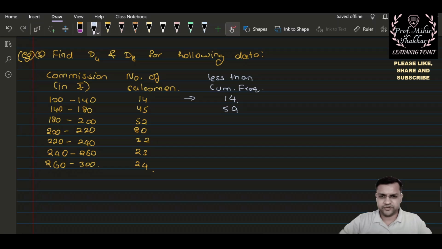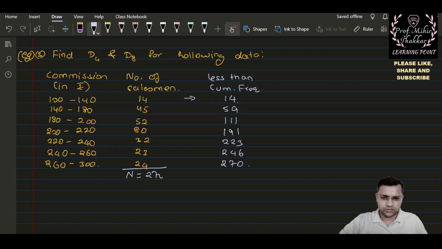59 and 52 will be equal to 111. 111 and 80 will be equal to 191. 191 plus 32 will give you 223. 223 and 23 will give you 246. 246 plus 24 gives us the value as 270. So this becomes your capital N value, which is 270.